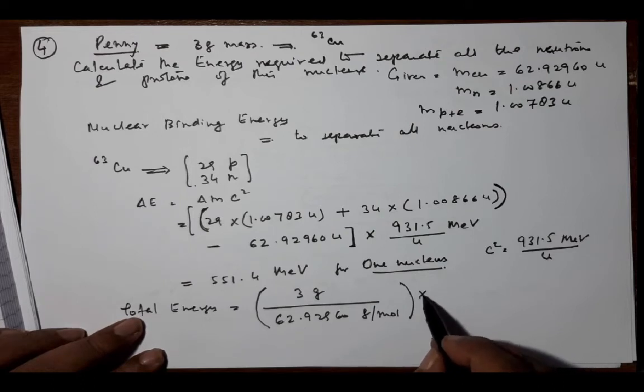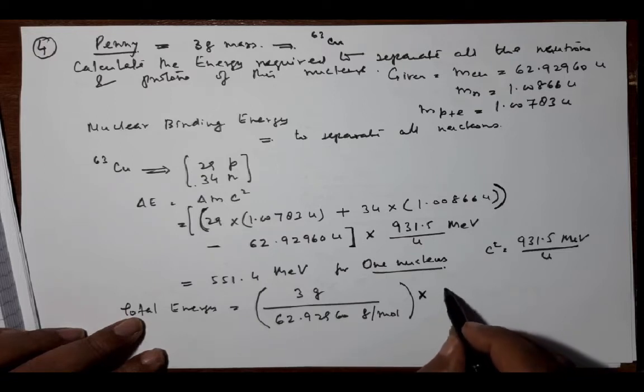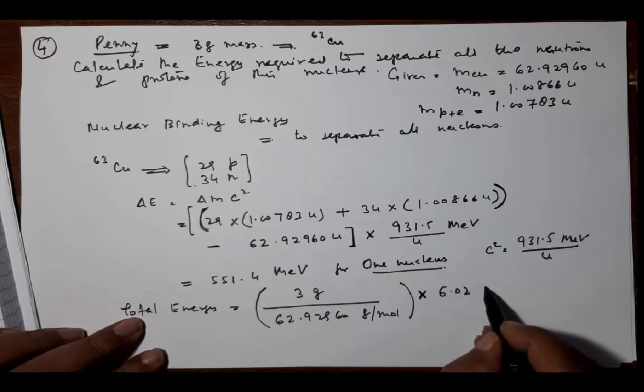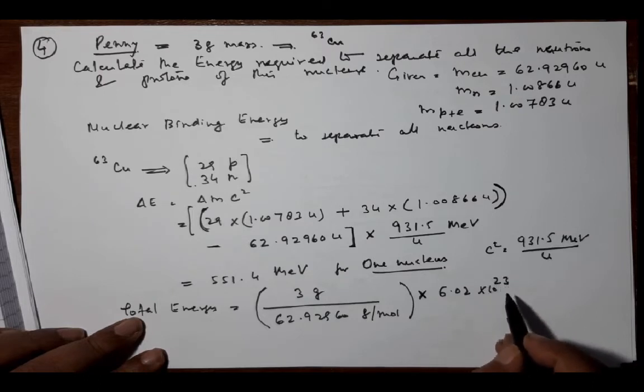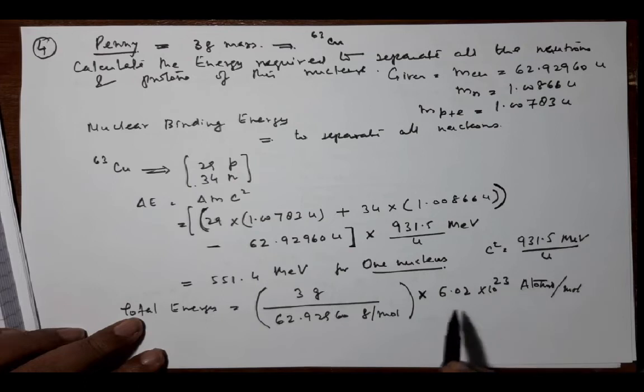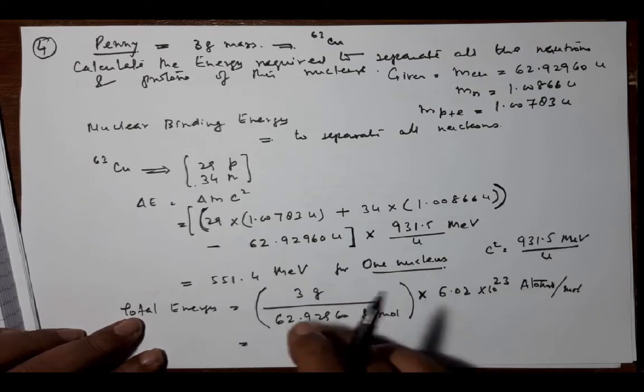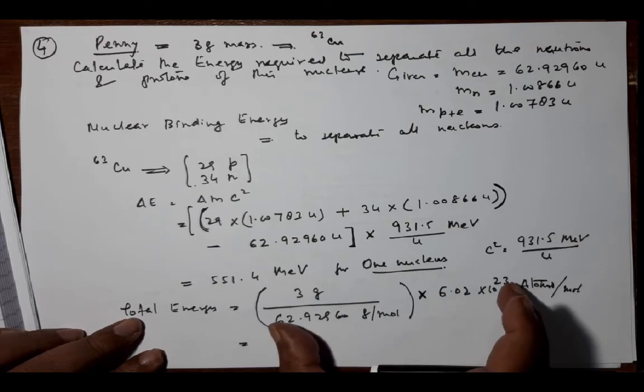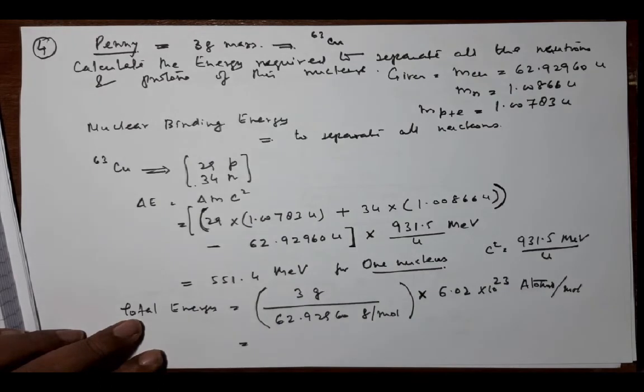we know per mole how many atoms are there. That is our Avogadro's number, that is 6.022 into 10 raised to 23 atoms per mole. So that means for one nucleus, this energy is there. If we multiply this many atoms into this energy, then we can find out the total energy.